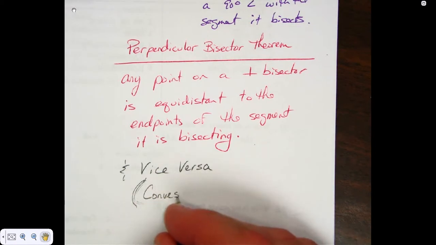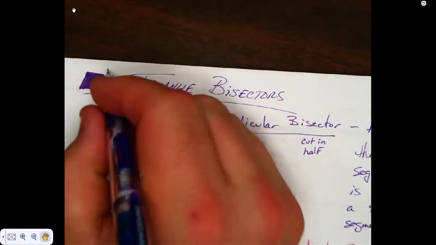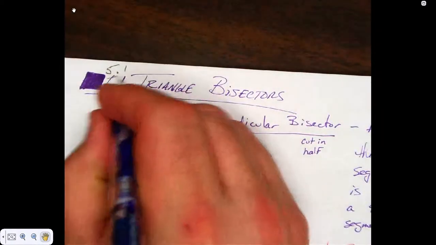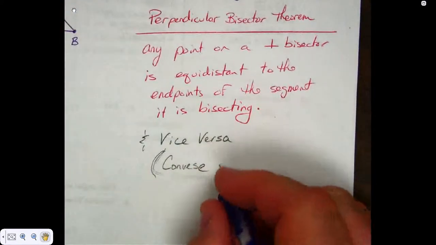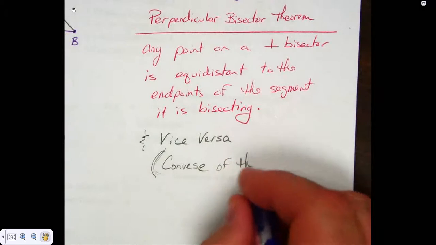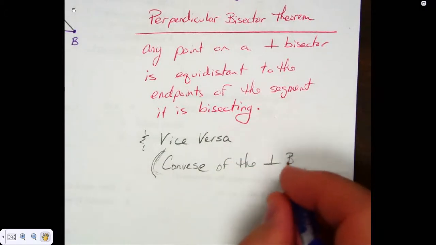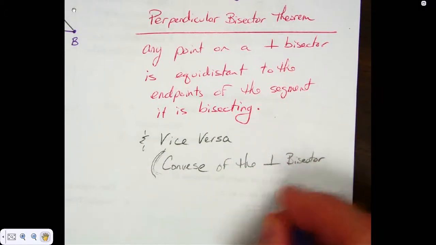There's another theorem. Oh, I mislabeled this. Let's go to section 5.1. I got you guys mixed up with math finance. Math finance, we're on 6.1 today, and this we're on 5.1. So, and what it says is the converse of the perpendicular bisector theorem.